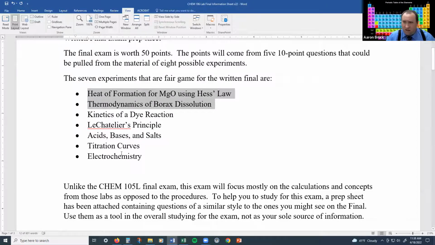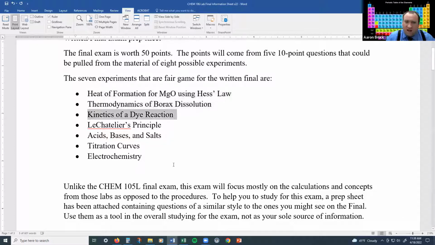Do you know how to use Hess's law? Do you know how to do calorimetry calculations? Because calorimetry was a big part of both of them. So, those kinds of things. Can you get into that kind of specifics? Do you know the relationships between Gibbs free energy and enthalpy and entropy?